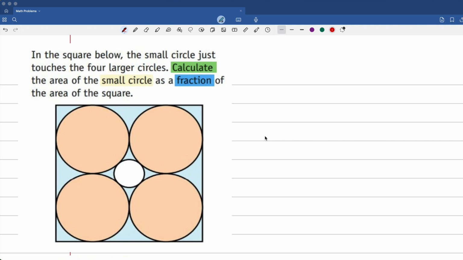So here's today's problem. In the square below, the small circle just touches the four larger circles. Calculate the area of the small white circle as a fraction of the entire area of the square.